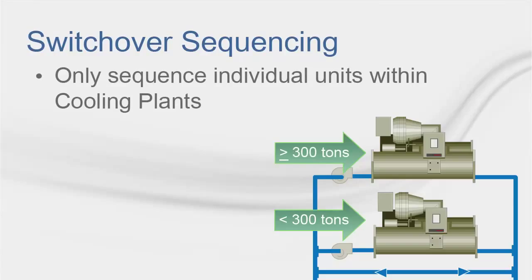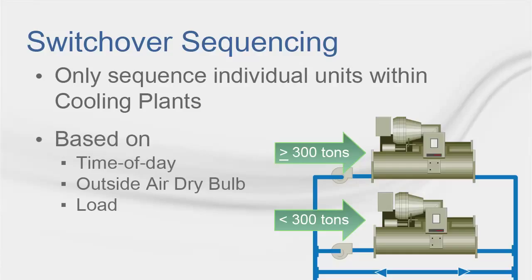As alluded to, this sequencing functionality can be set up to change based upon three different variables, those variables being time of day, outside air dry bulb temperature, and load. This sequence functionality need only be used when the staging of different pieces of equipment within a cooling plant must vary depending on these variables.